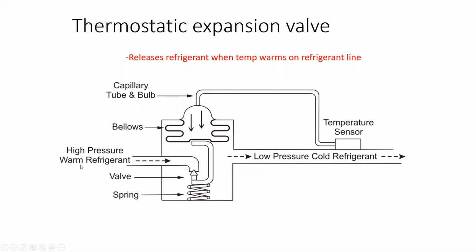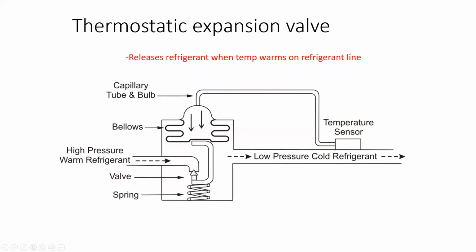It's quite basic, where we have a high pressure warm refrigerant that has a plug at the end of it. Small tube with a plug. There's a spring which holds the plug in place, and the only way that this plug is slowly moved down is through a bellows. The bellows are controlled by a capillary tube and temperature sensor bulb. As the temperature of the refrigerant increases, the increase in temperature causes the fluid in this sensor to expand and pushes down through the capillary tube and pushes the bellows down.